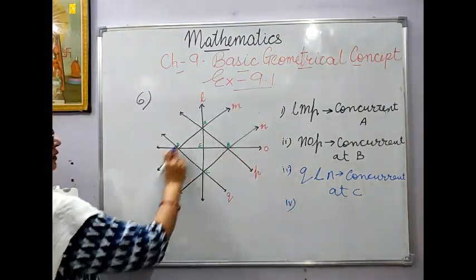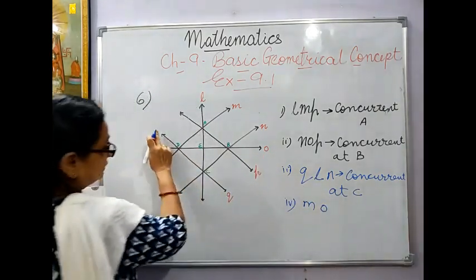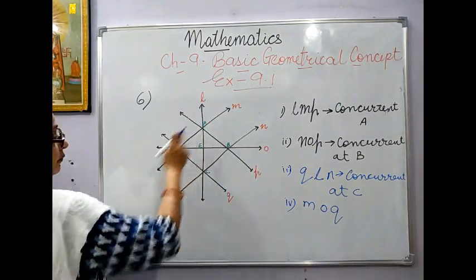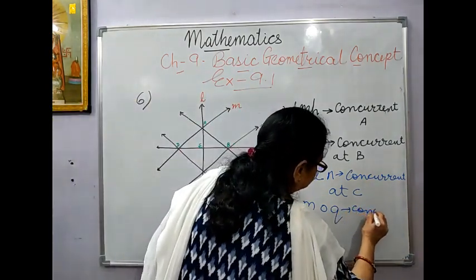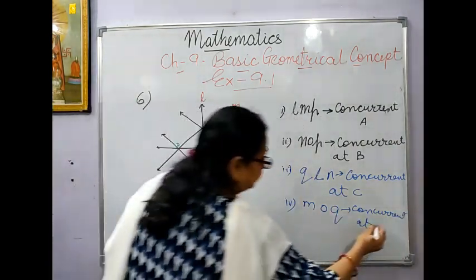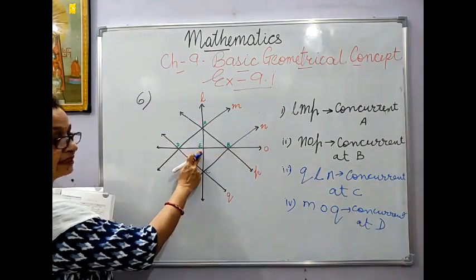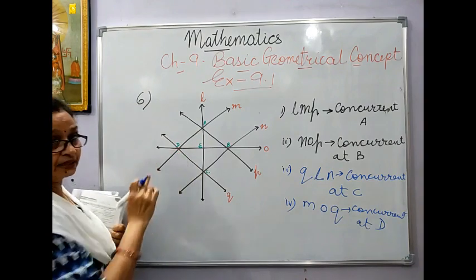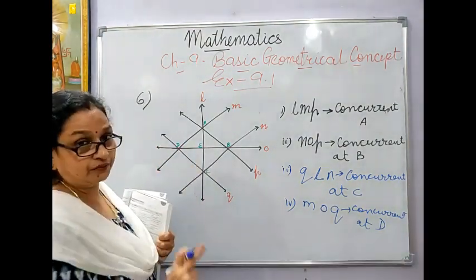Then fourth, see here, this is M, this is O and this is Q. This is M, O, Q, and they are concurrent at D. Okay, here only two lines are crossing. This is a point of intersection. A point of concurrence is when 3 or more lines are meeting. Here only 2 lines are meeting, so it will not be a point of concurrence.